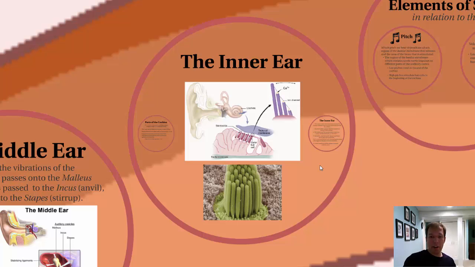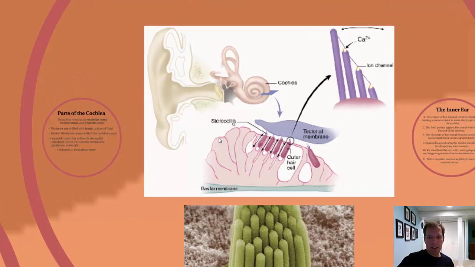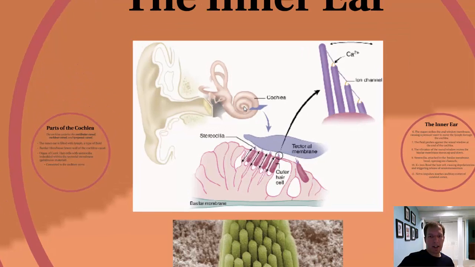As we move on to the inner ear, you can look first here from a distance. We can see that the cochlea is the main part of the inner ear responsible for your perception of sound. The other parts of the inner ear I'll get to in a moment. Those are going to have to do more with balance.